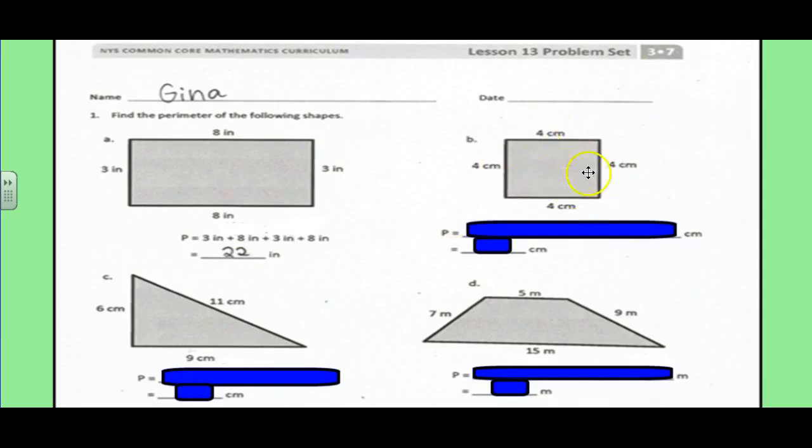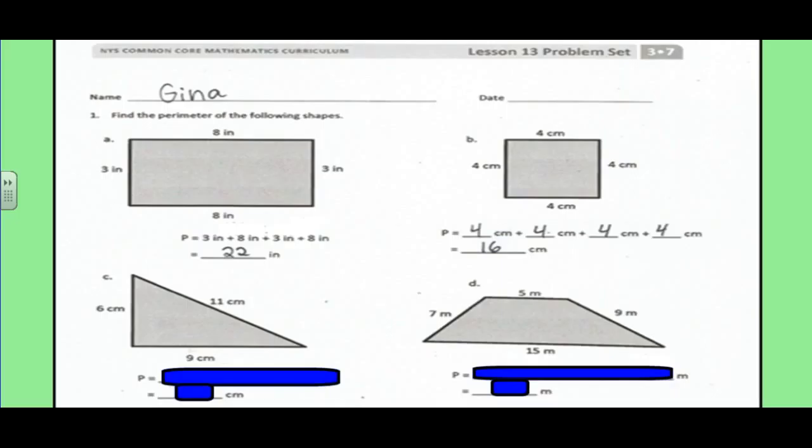Okay, so now you're going to come over here to the square, and you're going to do the same thing. On your piece of paper, you're going to write down your addition sentence. You're going to see here that it says 4 centimeters, and they actually have the centimeters already there for you, so you're just going to have to write in the number 4 times. And by now, you should know that 4 times, which is the same thing as 4 times 4, is going to give us 16 centimeters.